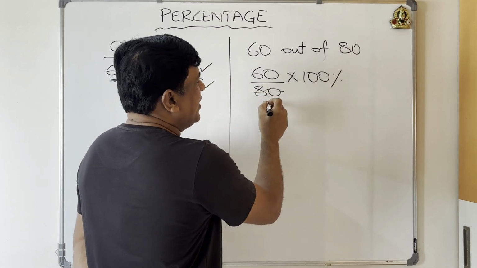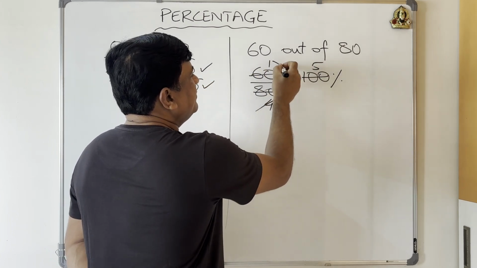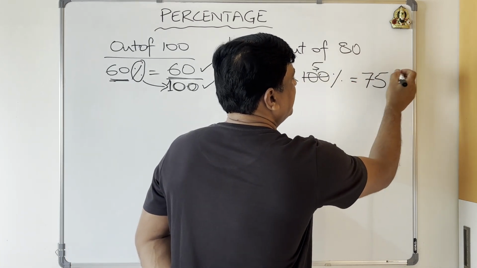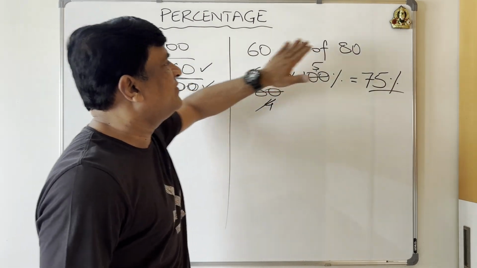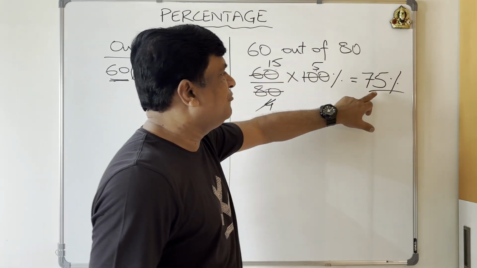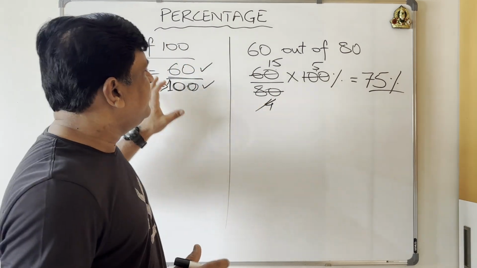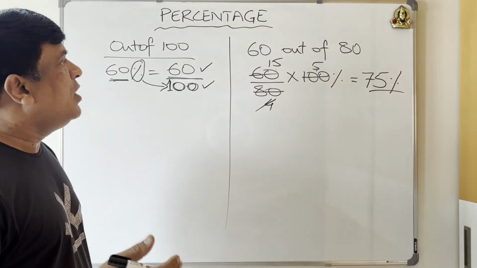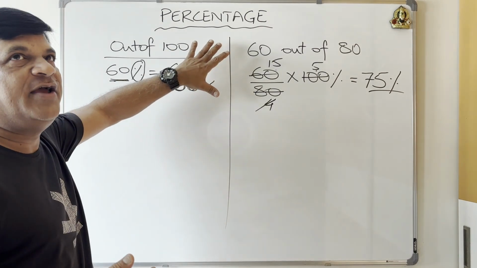Now look at it, 4 20s are 80 and 4 15s are 60. When you multiply, you get 75%. So if somebody asks you that you scored 60 out of 80, what is the percentage of marks scored, you calculate it this way and show it to them as 75%. This is the very basic definition of a percentage.